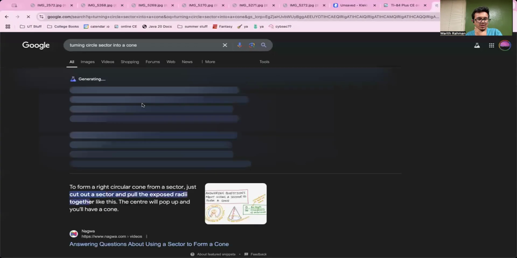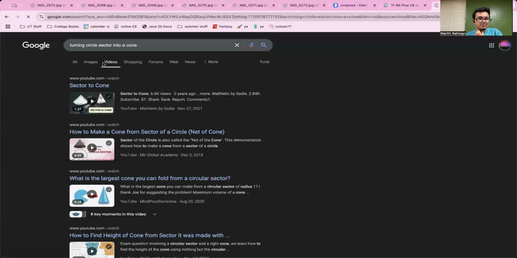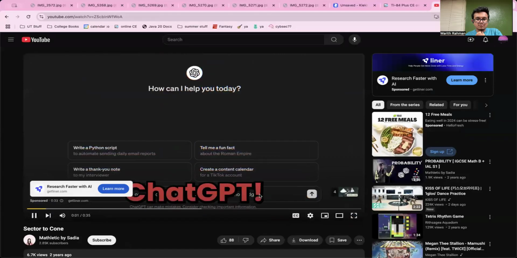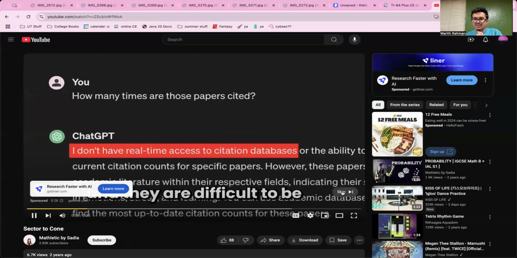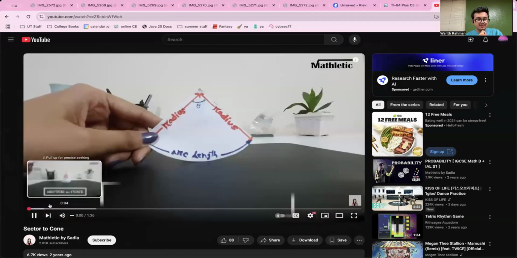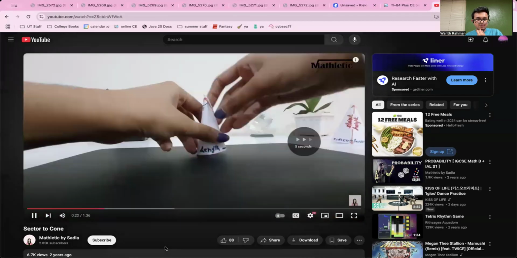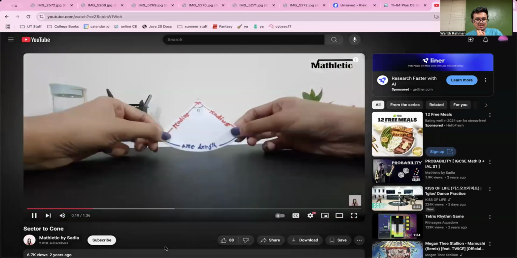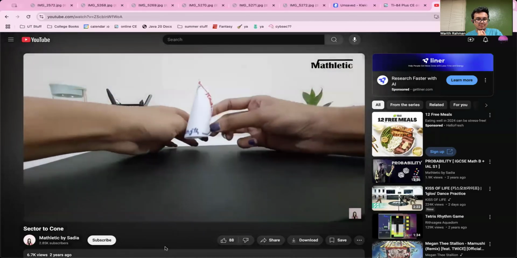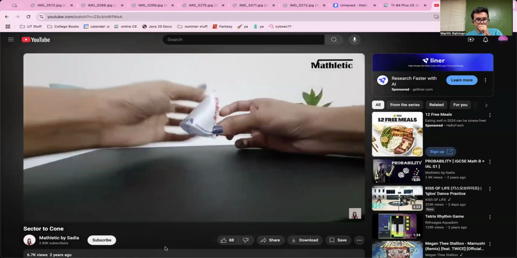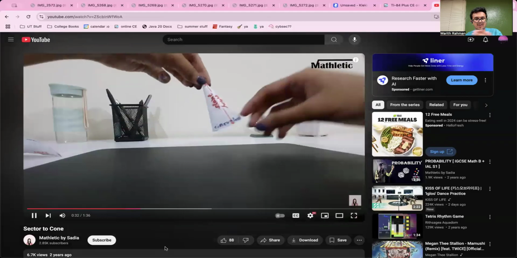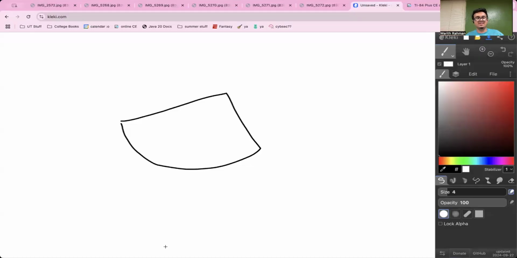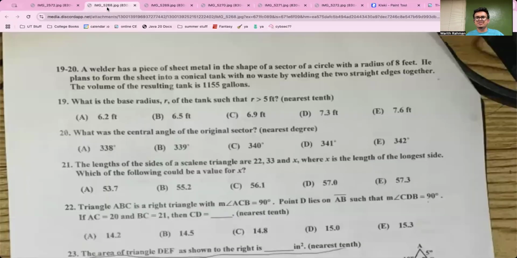I wonder if there's a video I can show you guys. I may have to save this for something. So y'all can see. And it forms a cone just like that. That's basically the idea. Kind of fun. I'm surprised that I found a video that fast.